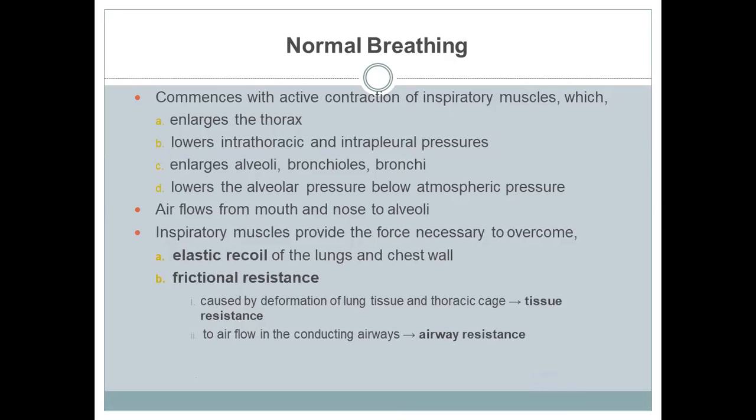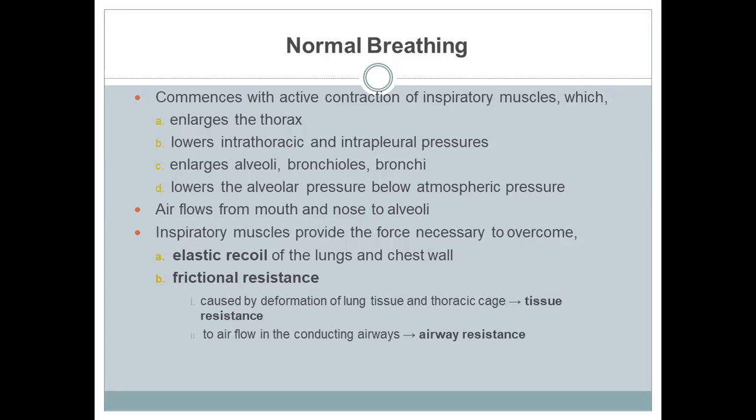Now these inspiratory muscles, which are the active muscles, provide the force which is necessary to overcome. Why does it actually require inspiratory muscle contraction? Why is it not a passive process? Because they have to overcome the elastic recoil of the lungs and chest wall, and secondly, the frictional resistance. So these are the two important factors which cause the requirement of active contraction of the inspiratory muscles.